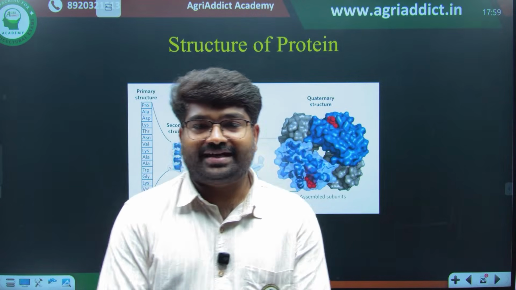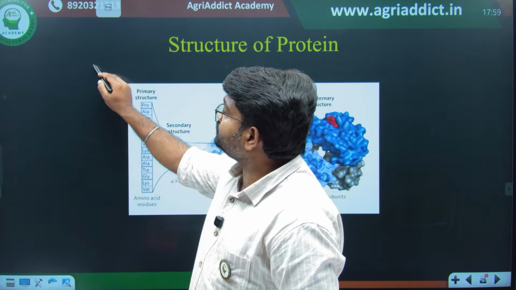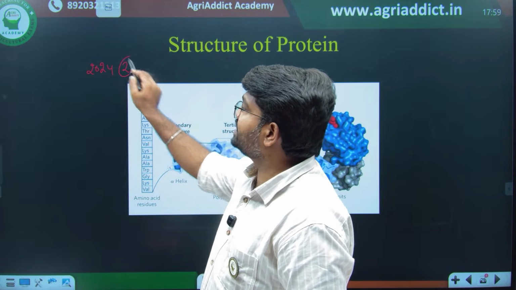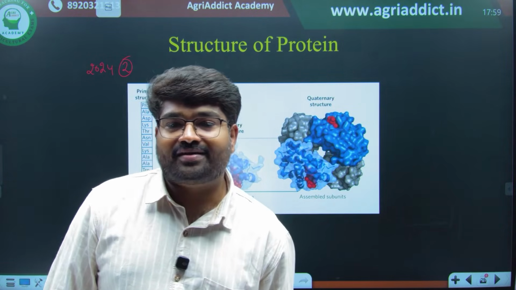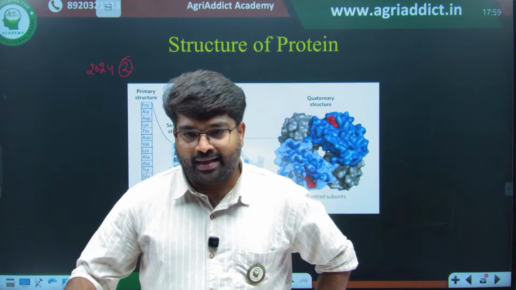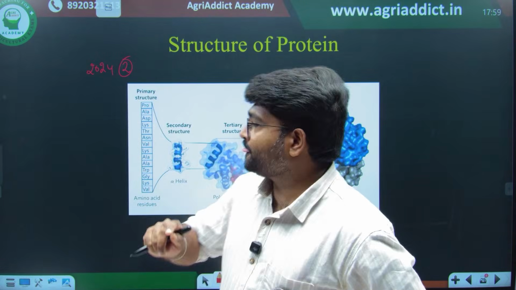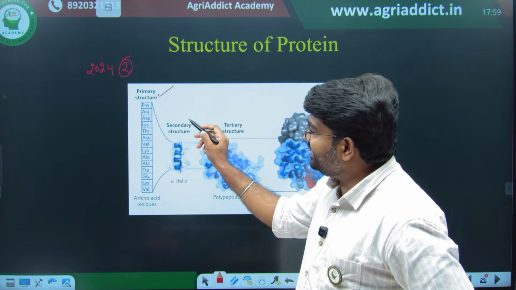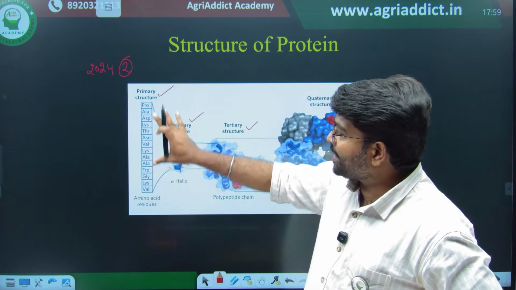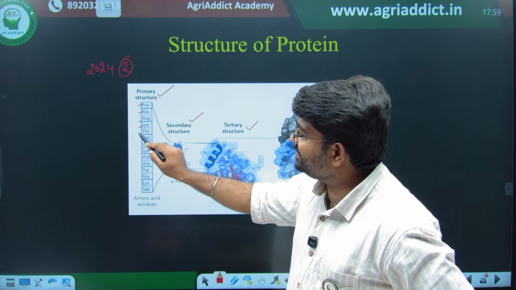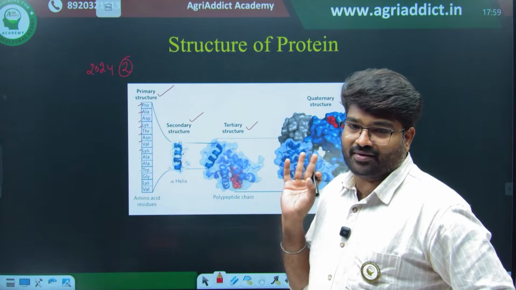Coming to the next topic, now we are going to see the structures of protein. In 2024, they asked two questions from here. This is a very important topic. There are 4 different structural classifications of protein: primary structure, secondary structure, tertiary and quaternary structure. This figure is highly sufficient. Primary structure means the sequence of amino acids in a protein.